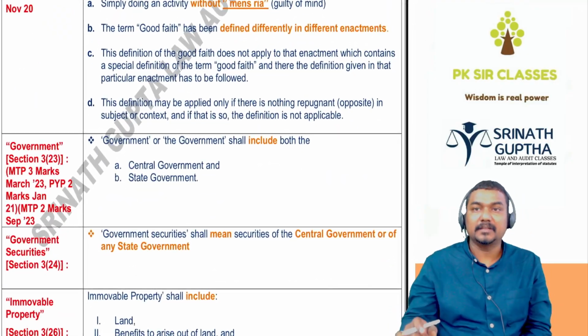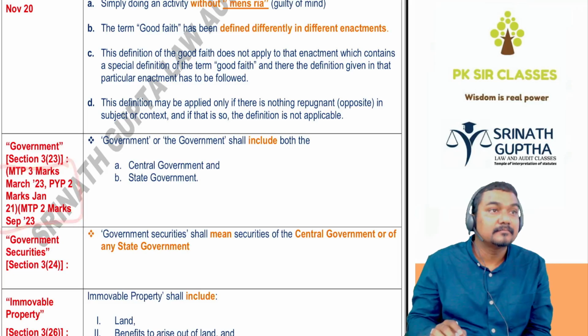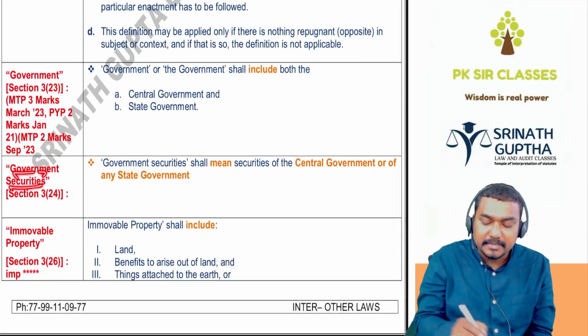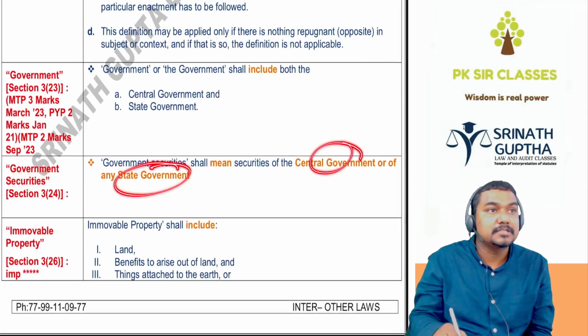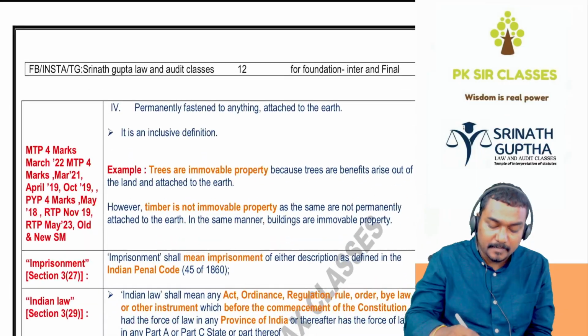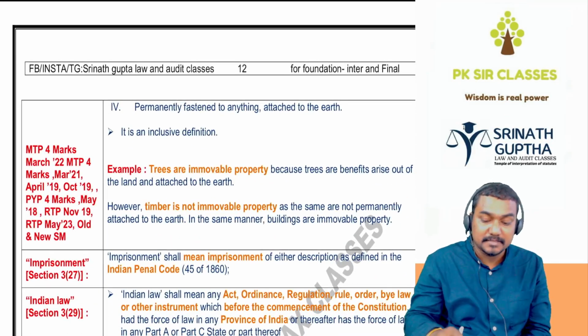Next, definition of the government. Government includes central government and state government. Government security means security held by the central government or the state government. Immovable property is very important, sir. Immovable property was asked so many times in the exam.